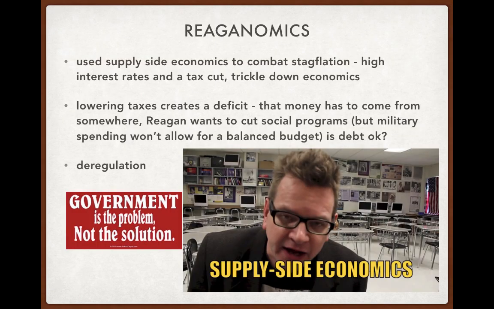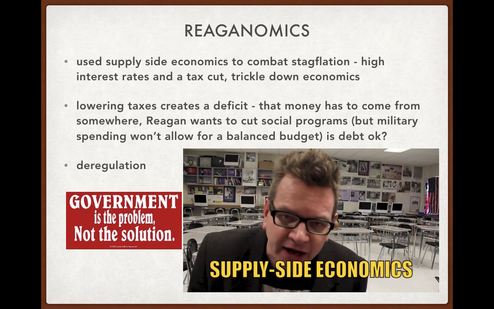Reagan also uses supply-side economics to combat this issue of stagflation. Remember, high interest rates, a tax cut. Supply-side economics is trickle-down economics. The idea is that if you cut taxes for the wealthy, if you make life easier for businessmen, the wealth that the people at the top accrue will eventually trickle down to everyone else.